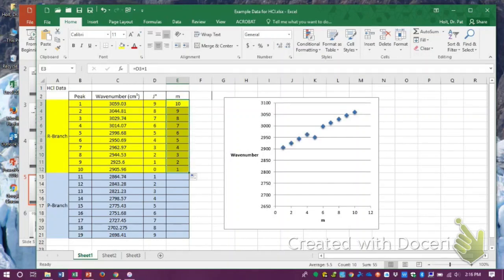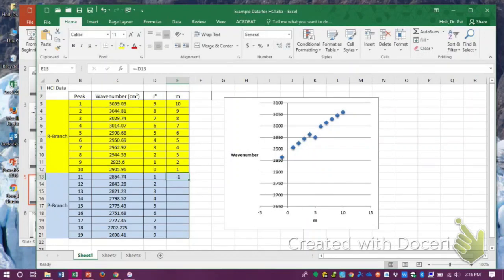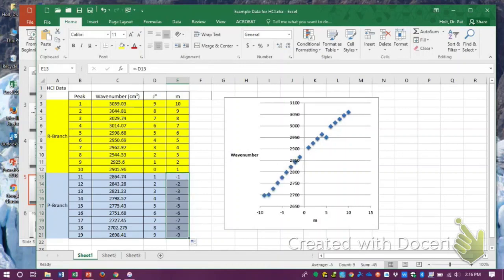Okay, so there's our R branch data, and we can see we have the graph here. And then I'll do the same thing for our P branch data where it's negative J. And so for a P branch data, I'm going to do equals negative, and then I'm going to copy that down like so. And so now I've got my R branch and my P branch data on the same graph.